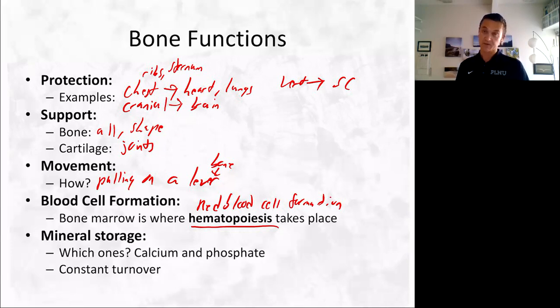Mineral storage. The main ones that are stored here, calcium and phosphate. That's what makes up the hard part of our bone. So it's used structurally, but then also if the body all of a sudden needs some more calcium or phosphate, the bone breaks some of that down and gives it to the body. Okay, so we're in a constant state of turnover with this. So that's some of the functions.